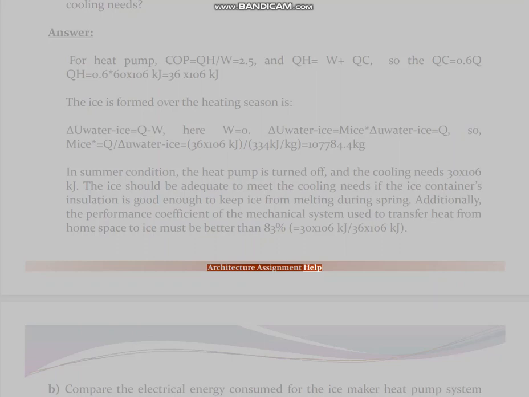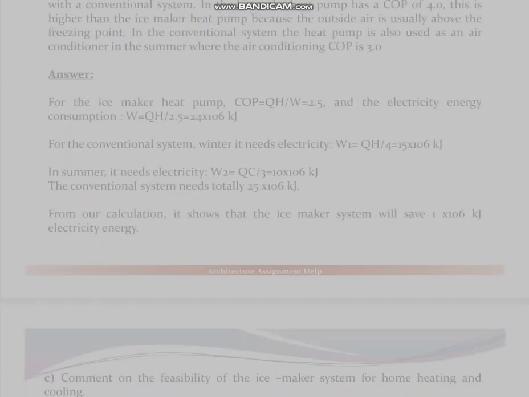B. Compare the electrical energy consumed for the ice maker heat pump system with a conventional system. In the latter, the heat pump has a COP of 4.0. This is higher than the ice maker heat pump because the outside air is usually above the freezing point. In the conventional system, the heat pump is also used as an air conditioner in the summer, where the air conditioning COP is 3.0. Answer.